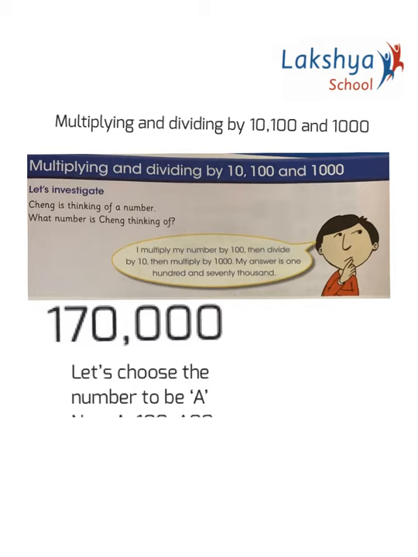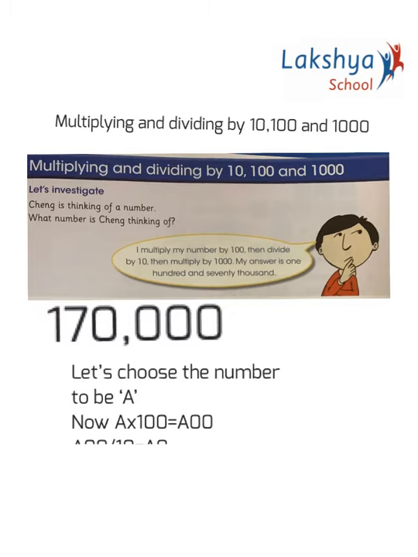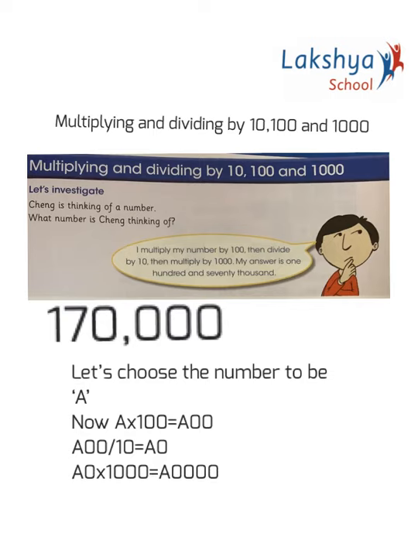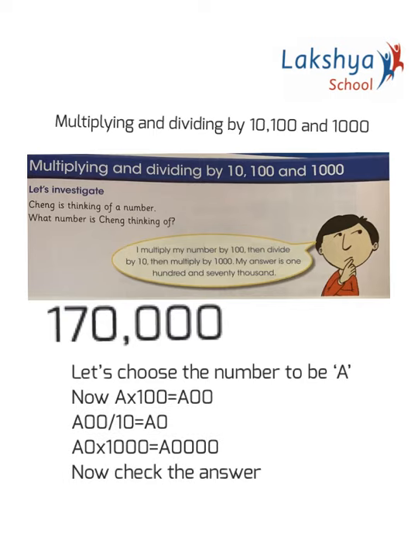Now, first step is that you need to multiply the number by 100. So, A multiplied by 100 gives you A followed by 2 zeros. Then, divide by 10. When you divide A followed by 2 zeros by 10, the 0 and 0 get cancelled and you will be left with the number followed by a 0. That is, a digit followed by a single 0. Now, multiply by 1000. When you multiply by 1000, you get a number followed by 4 zeros.